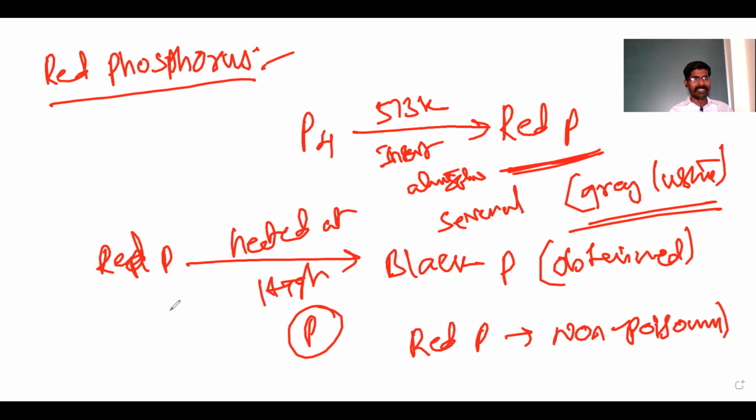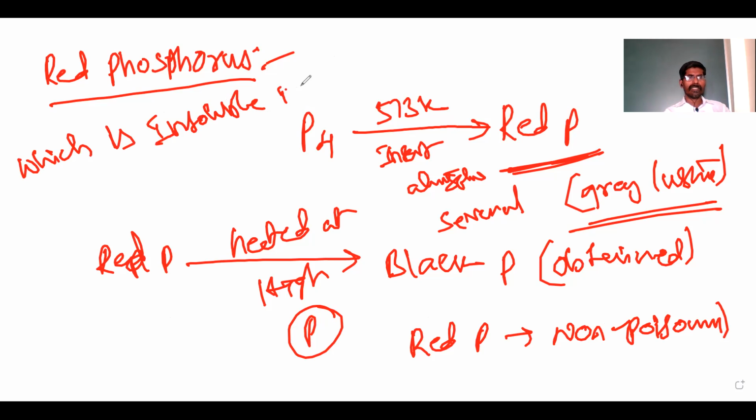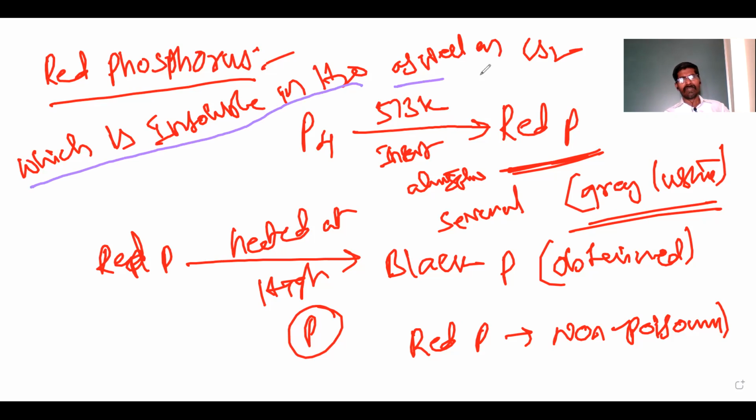And what about red phosphorus here? It is insoluble in water as well as in carbon disulfide. Red phosphorus is insoluble in water as well as carbon disulfide. Is it clear now? Carbon disulfide. So actually, this is the phenomenon.